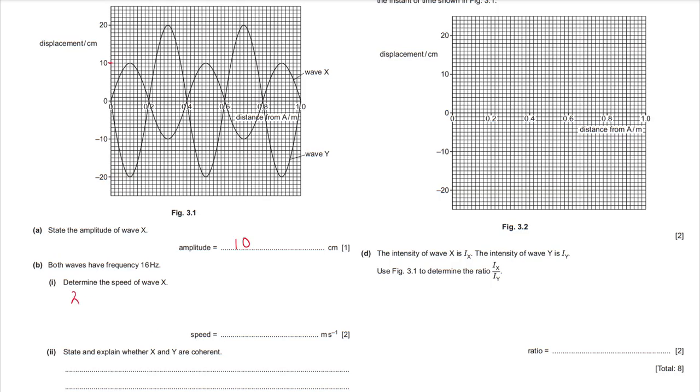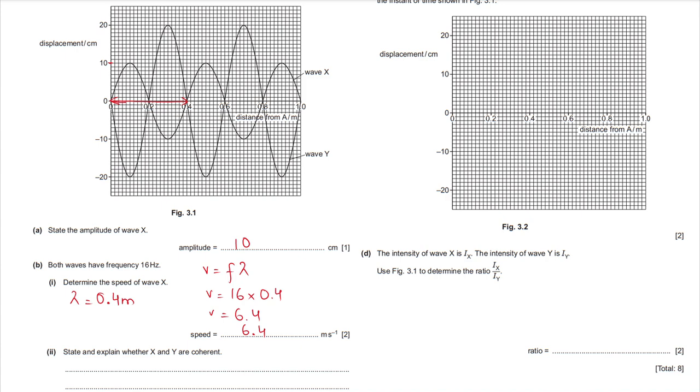So the wavelength of the wave, so the distance to complete one cycle of a wave, is 0.4 meters. So we have to use the formula v equals f lambda, frequency is 16 and lambda is 0.4. So 16 times 0.4 we get 6.4 meter per second.